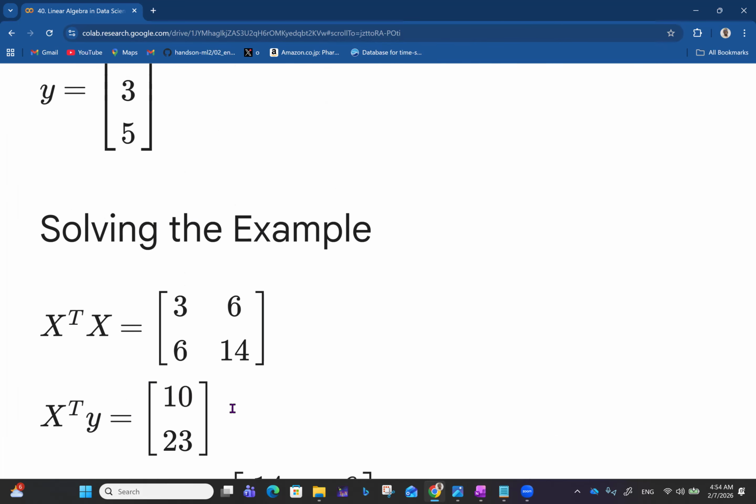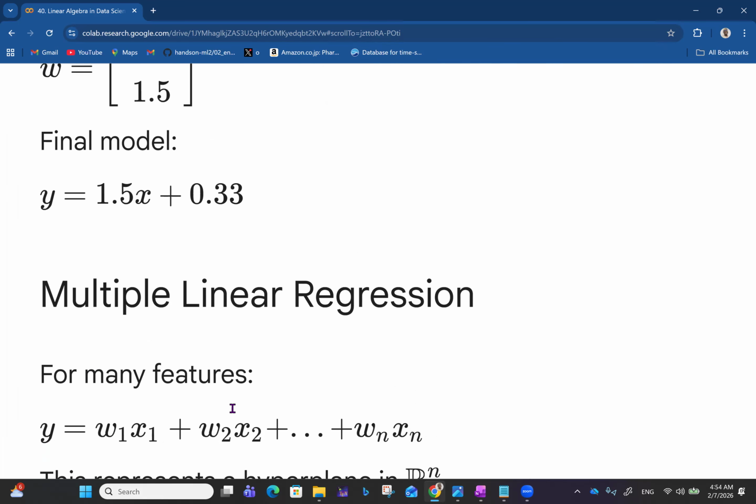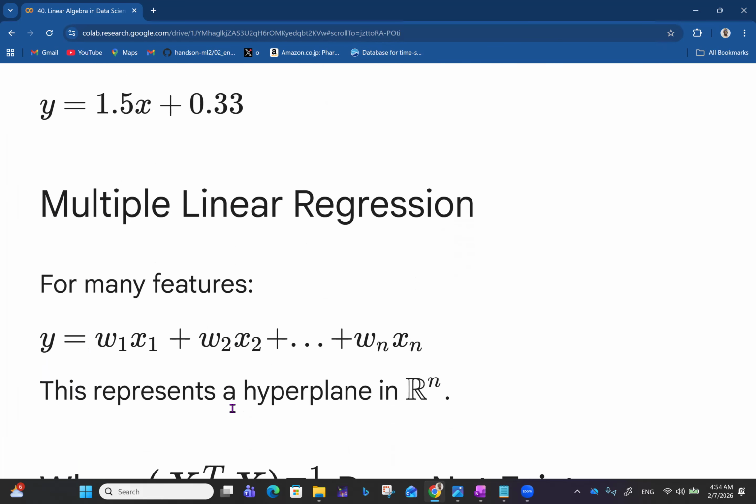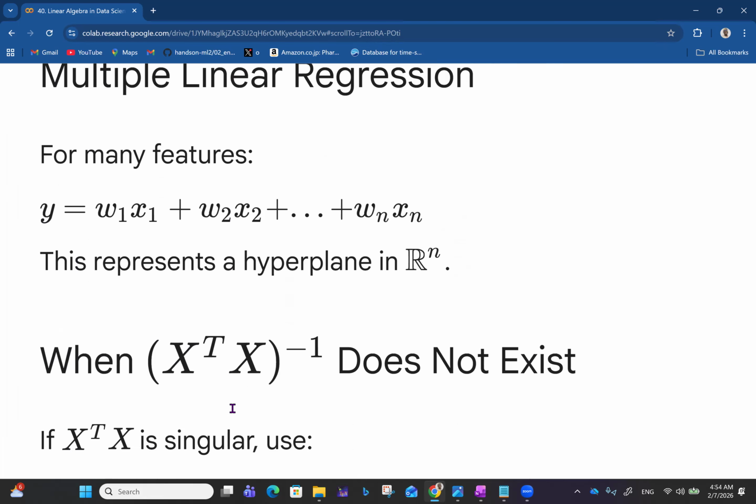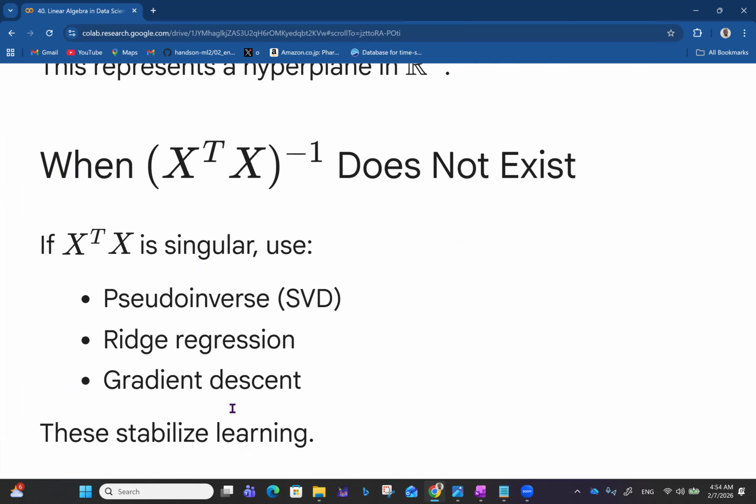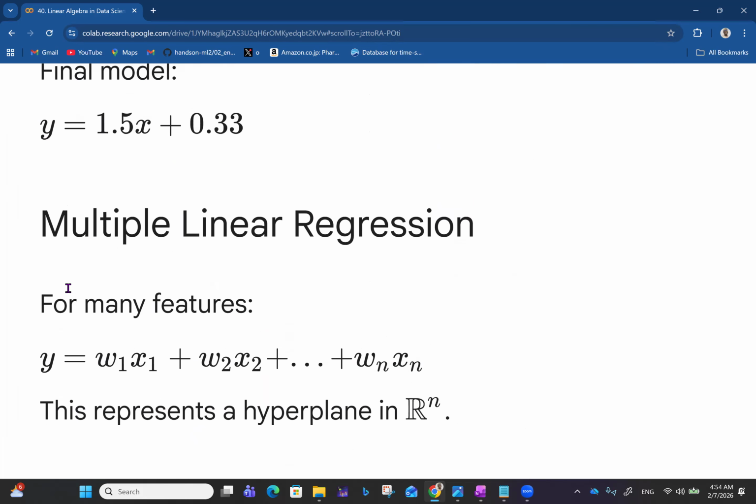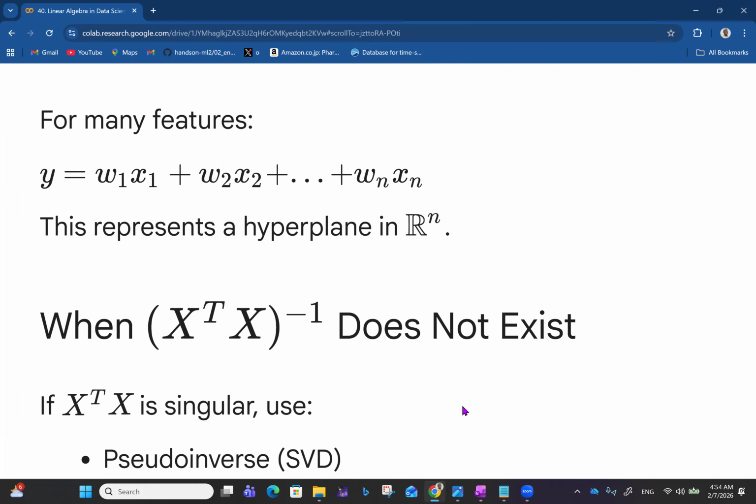Okay. So with that in place, you can have multiple linear regression where you have many features, right? You can have y equals w1 x1 plus w2 x2 plus wn xn all the way down. So this represents a hyperplane in n-dimensional real number system.